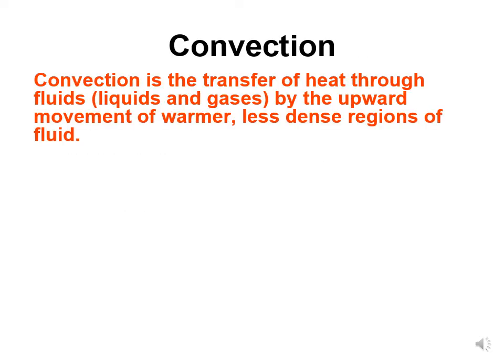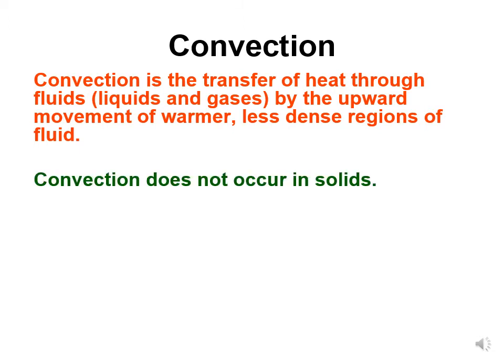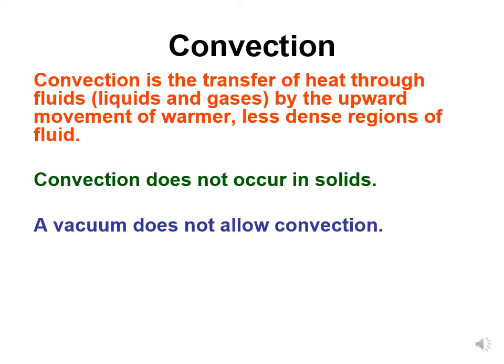So what is convection? As conduction was the transfer of heat energy through solids, convection is the transfer of heat energy through fluids. And what do we mean by fluids? They are liquids, for example, water, and gases, for example, the atmosphere, by the upward movement of warmer, less dense regions of fluid. So just like conduction cannot happen in fluids, convection does not occur in solids. And just like conduction, a vacuum also does not allow convection.